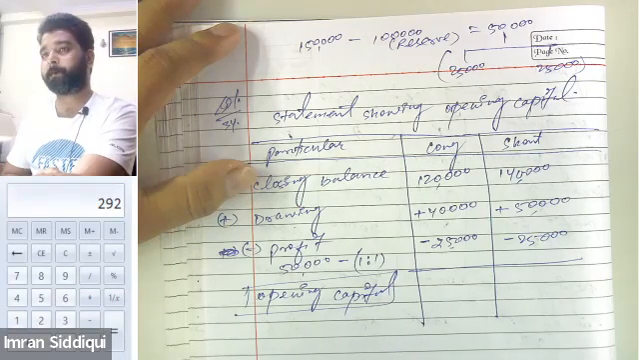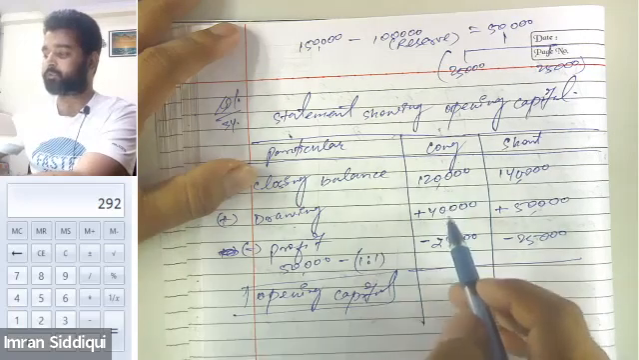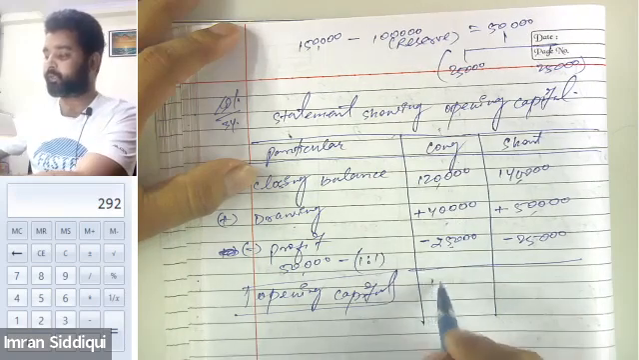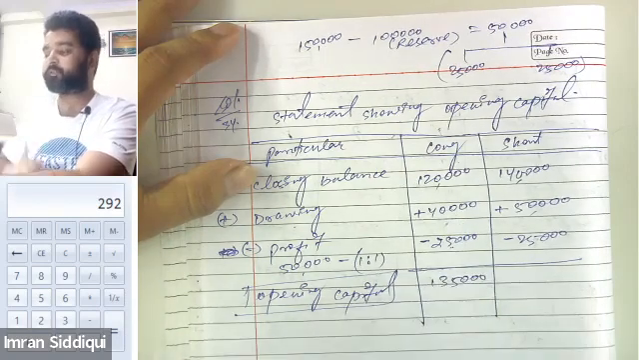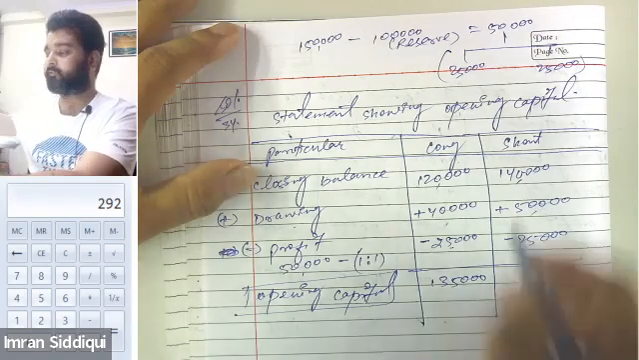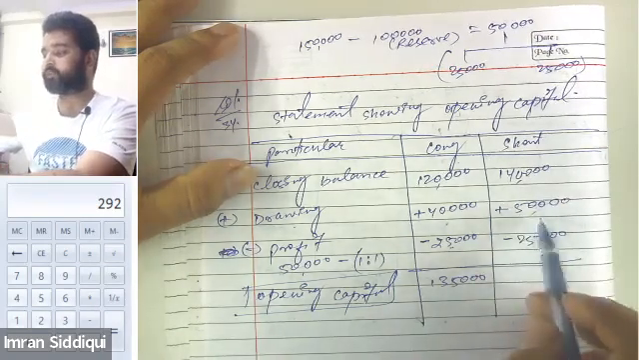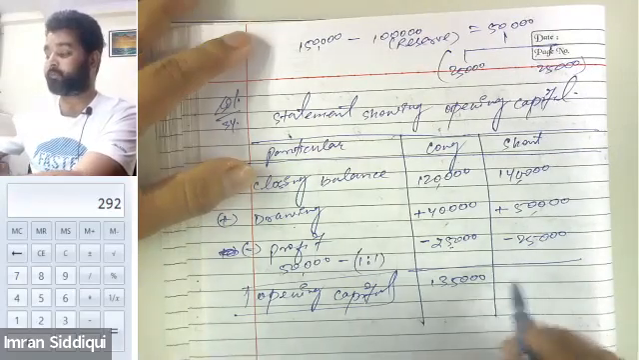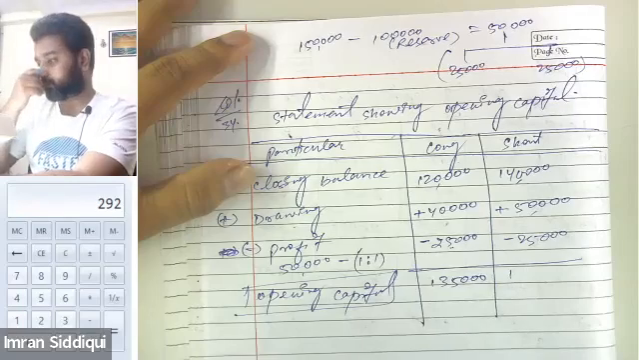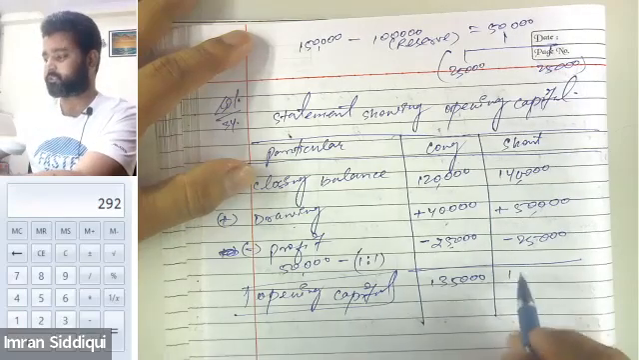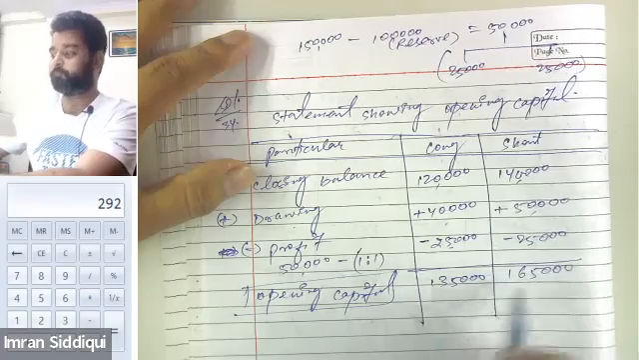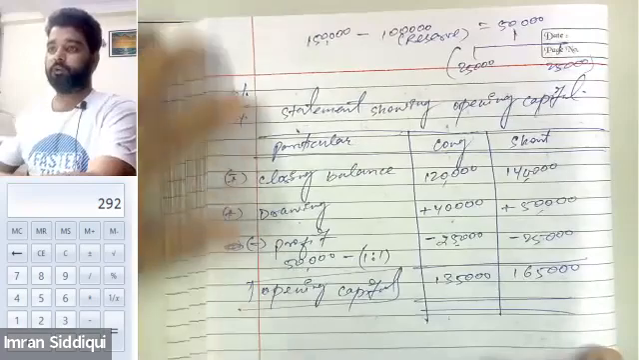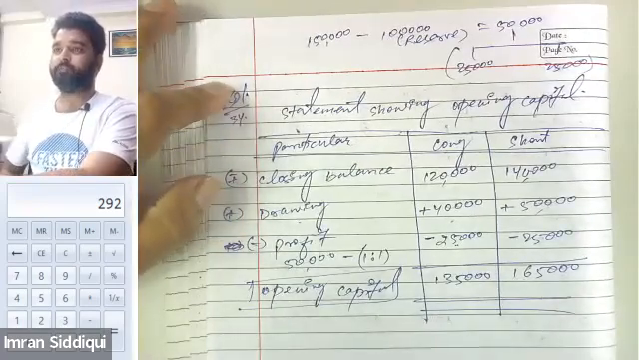Okay, sir. So 1,20,000 plus 40,000, it will be how much? 1,60,000. Subtracting 25,000, we will get 1,35,000. This will be the opening capital balance for Long. And for Short, 1,40,000 plus 50,000 will be 1,90,000. Subtracting 25,000 from 1,90,000, it will be 1,65,000. Am I clear? Yes, sir. So these are the opening capital balances of the partners.